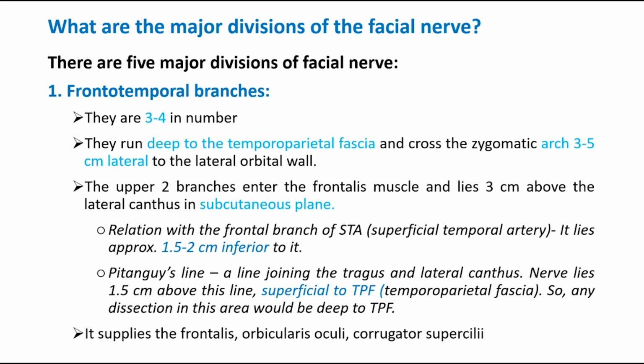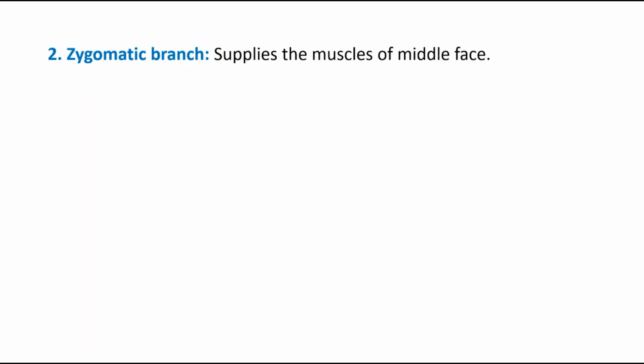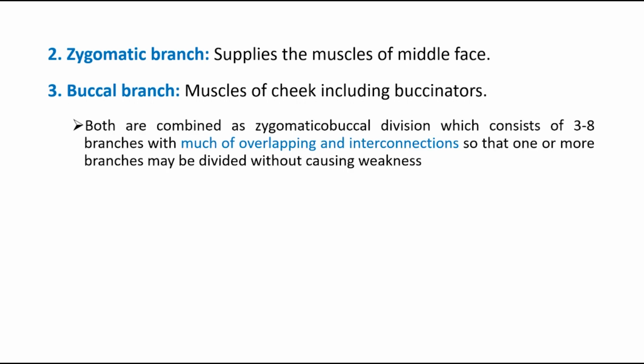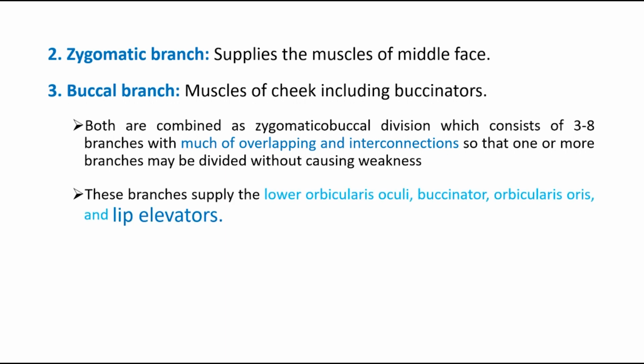The second is the zygomatic branch, which supplies the muscles of the middle face. The third is the buccal branch, which supplies the muscles of cheek, including the buccinator. And these buccal branches are 3 to 8 in number, with much overlapping and interconnection, so that paralysis of one of the branches may not lead to that much weakness. They supply the lower orbicularis oculi, buccinator, orbicularis oris, and the elevators of the lip. Remember, at this level, these buccal branches lie in the same plane as the parotid duct.